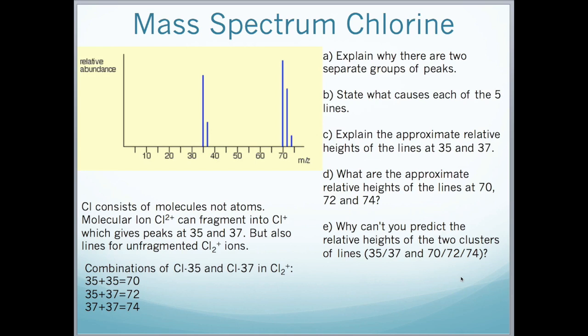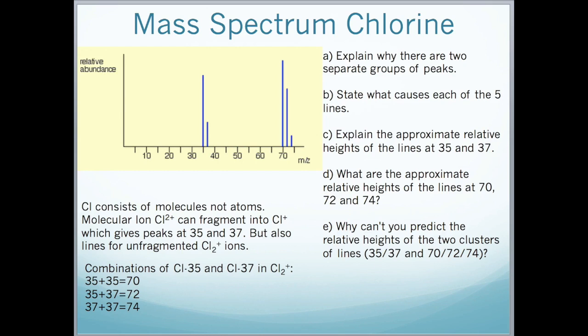And the final question, why can't you predict the relative heights of the two clusters of lines? Well, there is no way of predicting what proportion of the Cl2+ molecular ion will split up to give the Cl+ ions and the chlorine atoms.